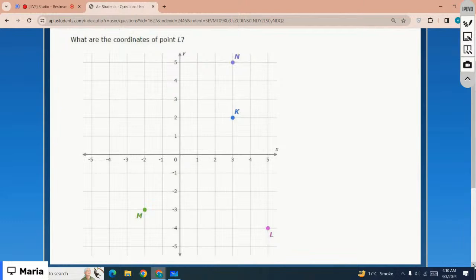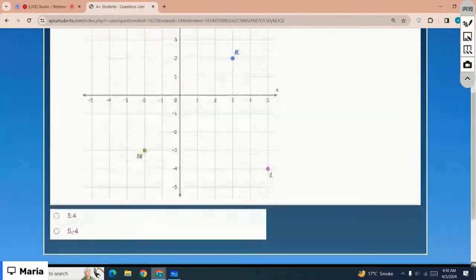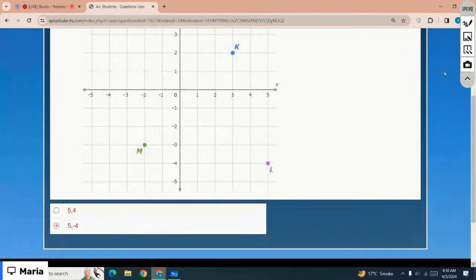That is, yes, 5 and -4 is the correct option. That is option number 2. 5 and -4 is the correct option, right?